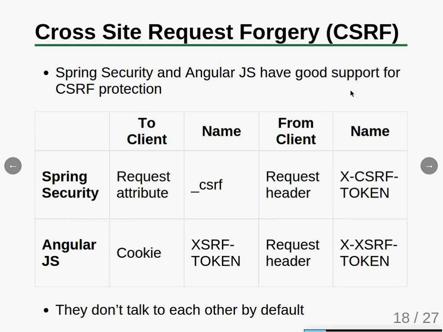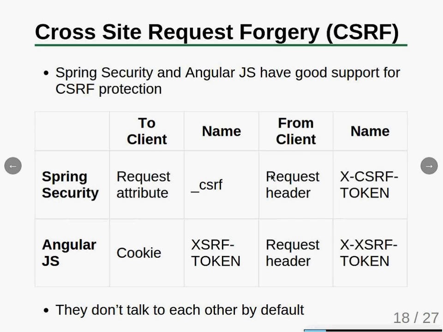Okay, so a quick word about cross-site request forgery. Another thing that is very important, obviously, you want to stop it happening. Spring Security and AngularJS both have good support for cross-site request forgery protection. They don't quite do it in the same way, so here's a summary of what they do. Spring Security requires a token to be attached to the session, and for that token to be attached to requests. When the client sends a request, it has to attach a token. Spring Security tells the client about the token in a request attribute by default, named _csrf.